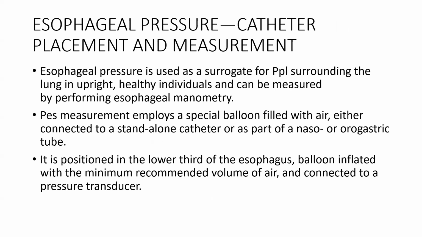Now, esophageal pressure catheter placement and measurement. Esophageal pressure is used as a surrogate for the pleural pressure surrounding the lung in upright, healthy individuals and can be measured by performing esophageal manometry. Esophageal pressure measurement employs a special balloon filled with air, either connected to a standalone catheter or as part of a naso- or orogastric tube. It is positioned in the lower third of the esophagus, the balloon is inflated with the minimum recommended volume of air and connected to a pressure transducer.